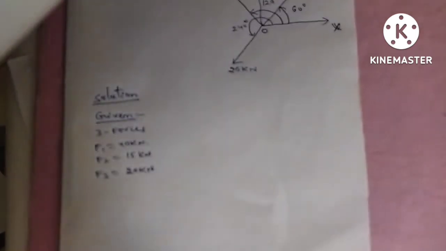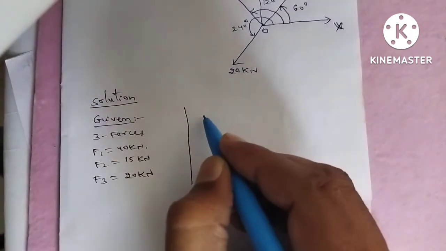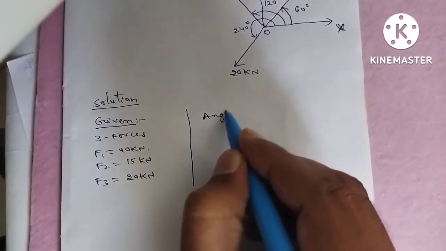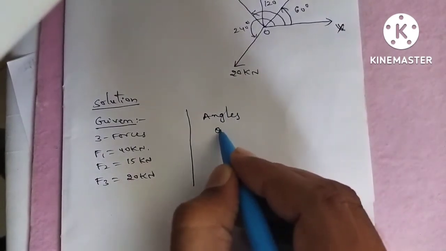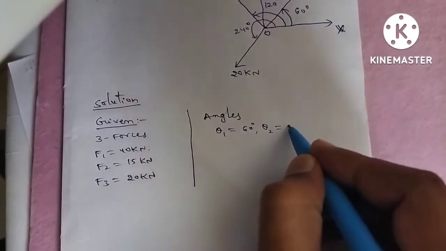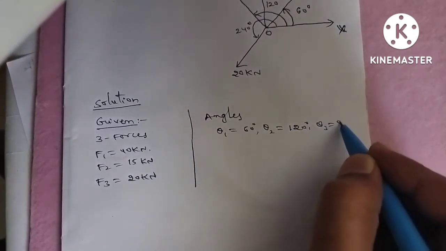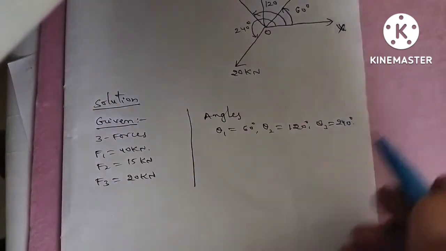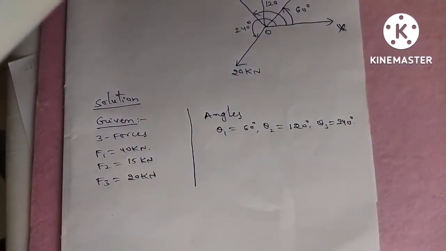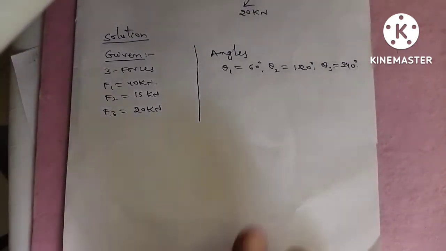These three forces are acting at different angles with the x-axis, so write the angles also. Let the angles be theta 1, theta 2 and theta 3. Theta 1 is equal to 60 degrees, theta 2 is equal to 120 degrees, theta 3 is equal to 240 degrees. These are the three angles of the forces with the x-axis. We have to find the resultant of all these three forces.